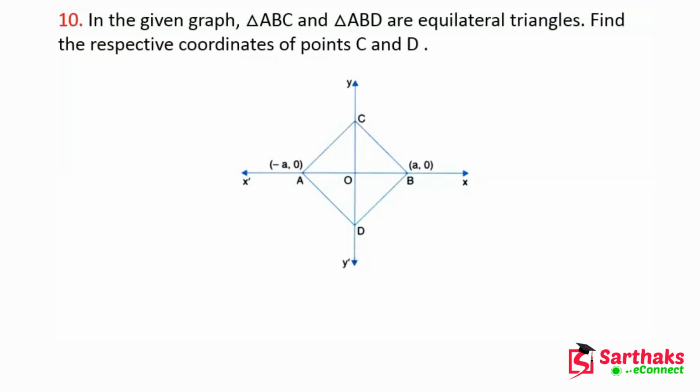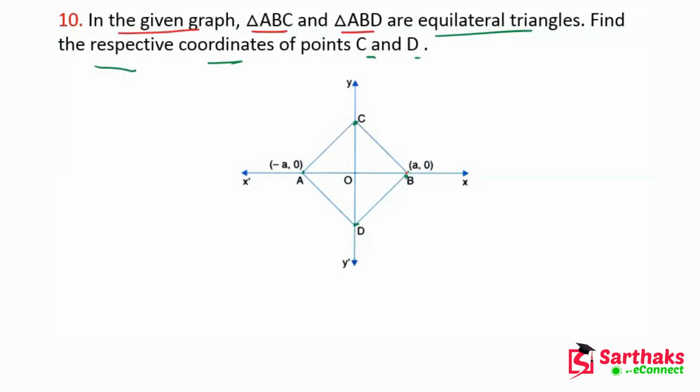Yes, so the next question is: in the given graph, triangle ABC and triangle ABD are equilateral triangles. Now we have to find the respective coordinates of point C and D.